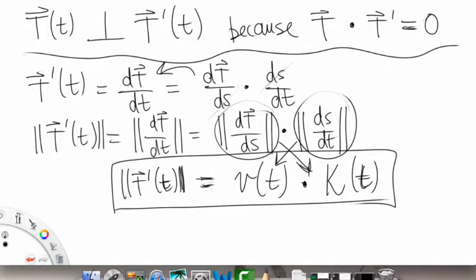Okay, so building off of that, I'm going to introduce the unit normal vector.